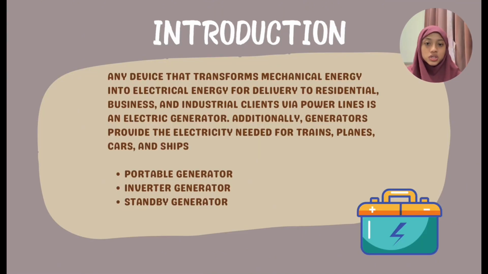The first one, we go to the introduction first. Any device that transforms mechanical energy into electrical energy for delivery to residential, business and industrial clients via power lines is an electrical generator. Additionally, generators provide the electricity needed for trains, planes, cars and ships. So there are three types of electrical generator that we can take note of. The first one is portable generator, inverter generator and standby generator.